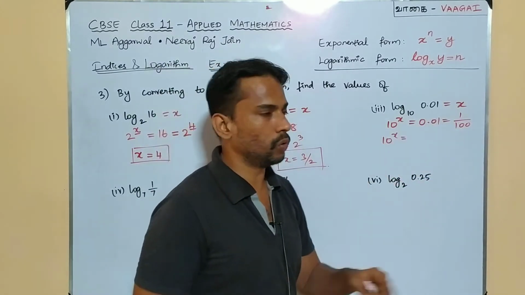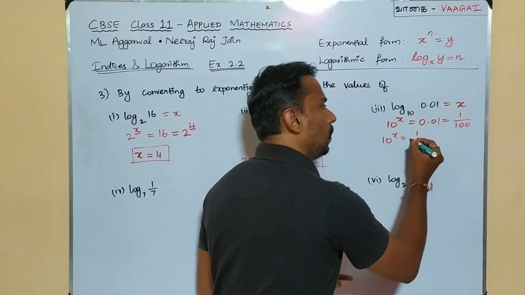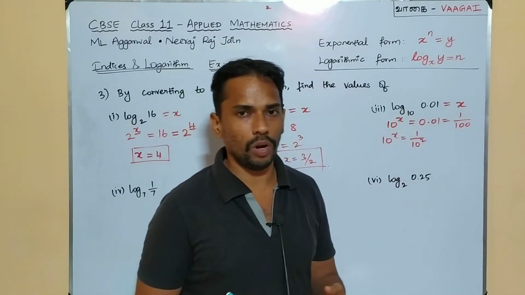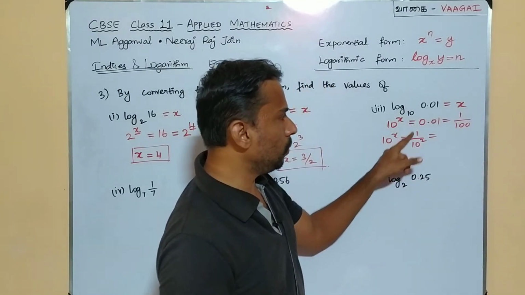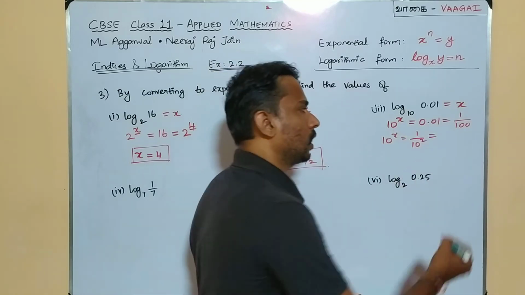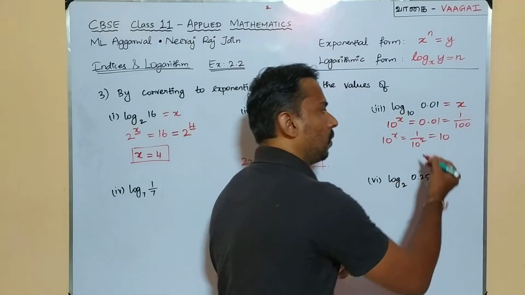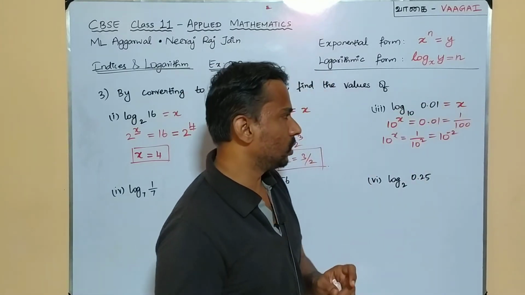So for that reason, this 1 by 100, I'm going to rewrite as 1 by 10 square, right? You got it? 100 is 10 square. And now this 1 by 10 square can again be written by taking the 10 to the numerator position. So 10 to the power, the power will become negative, it will become -2. Okay, I hope you are able to follow the steps.